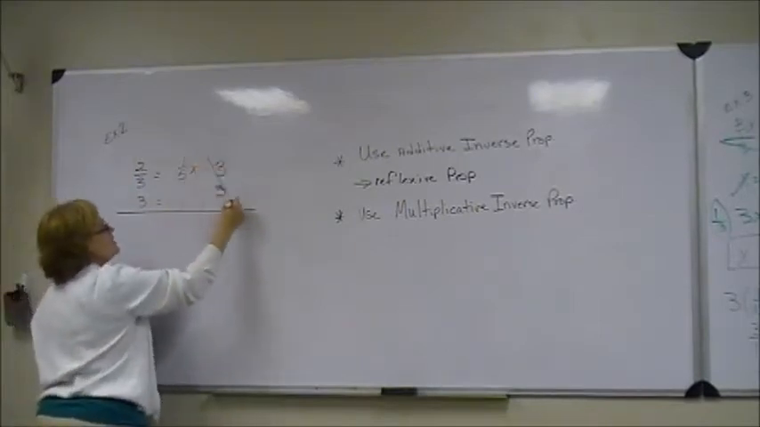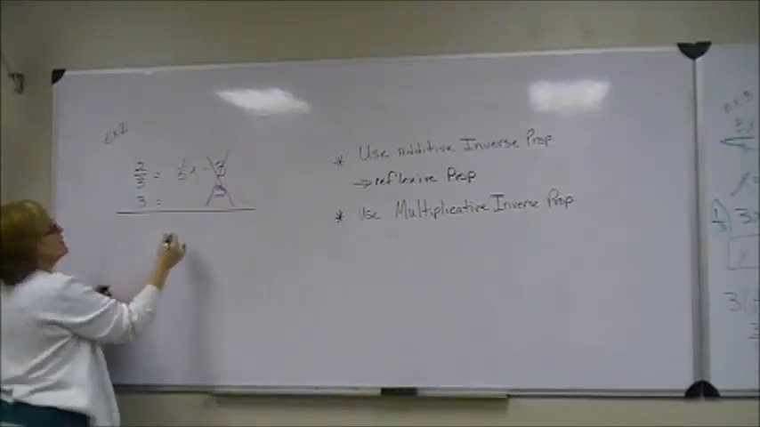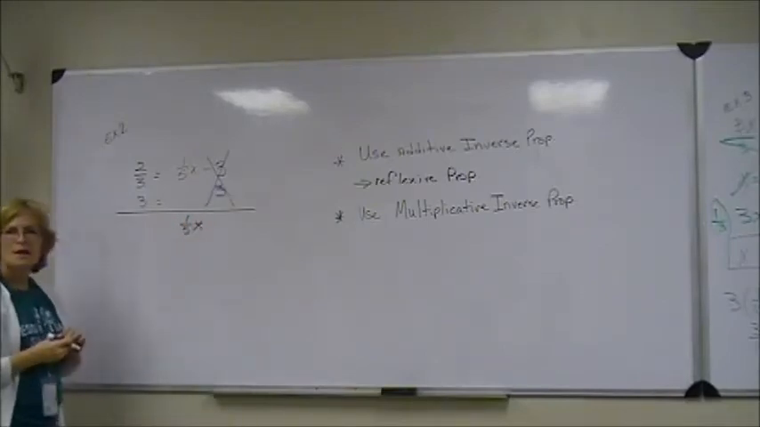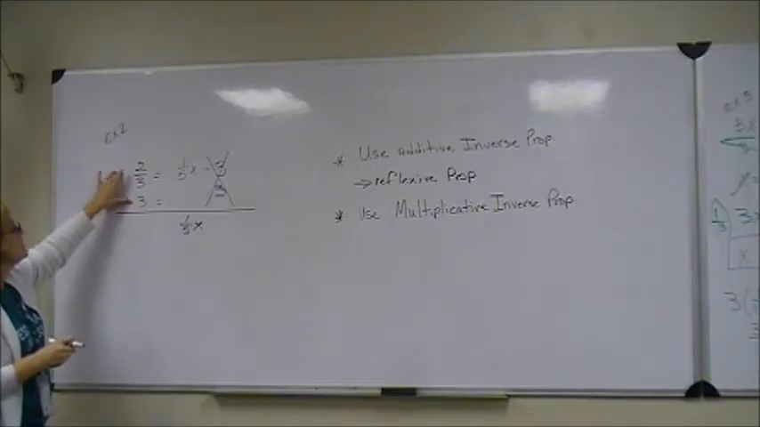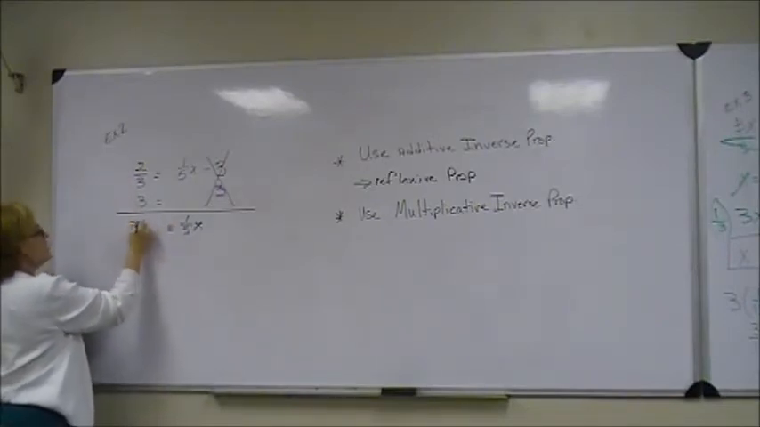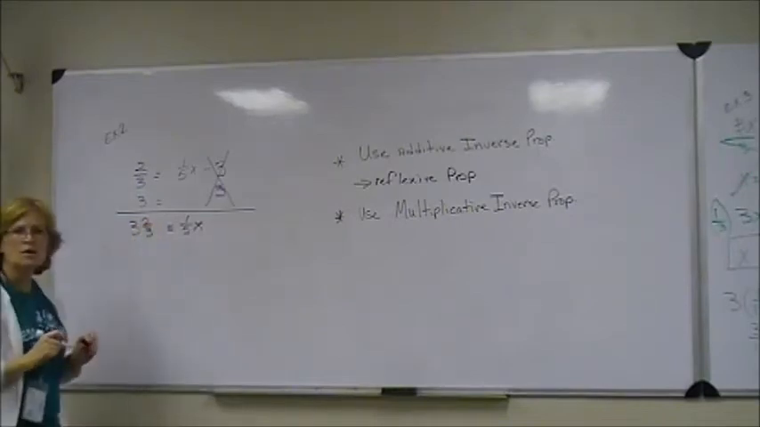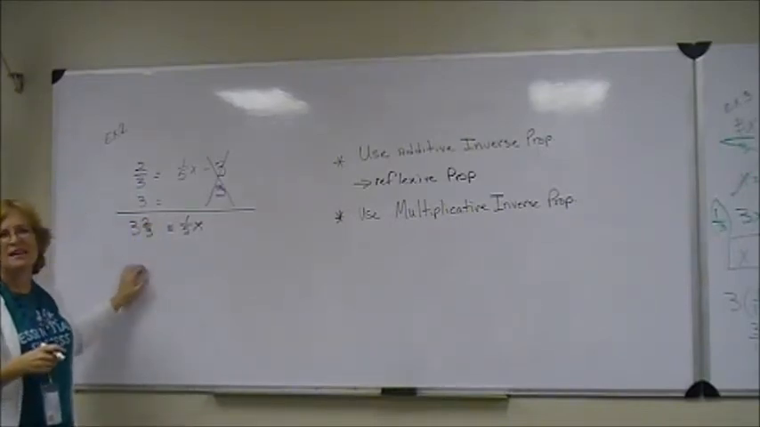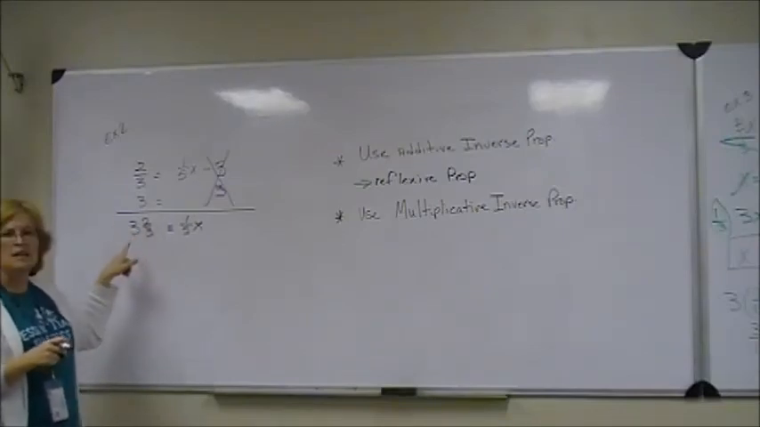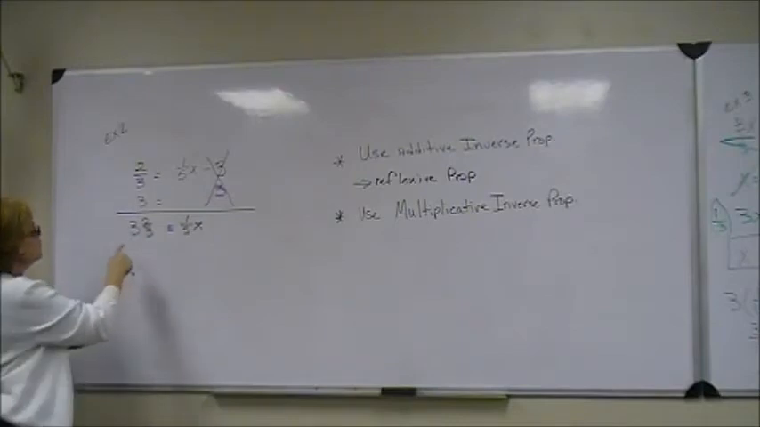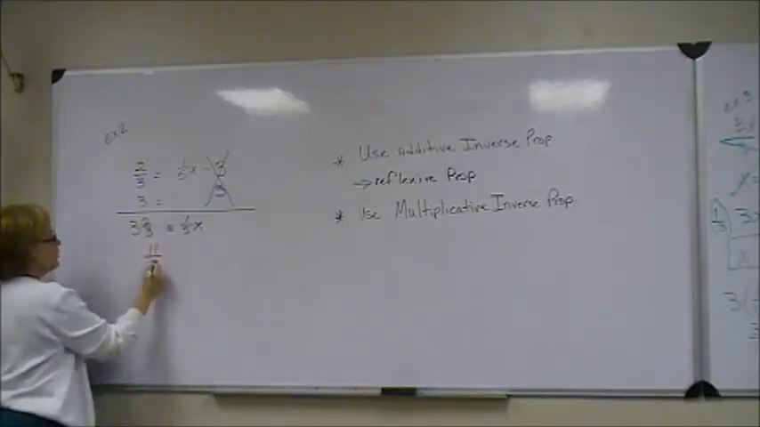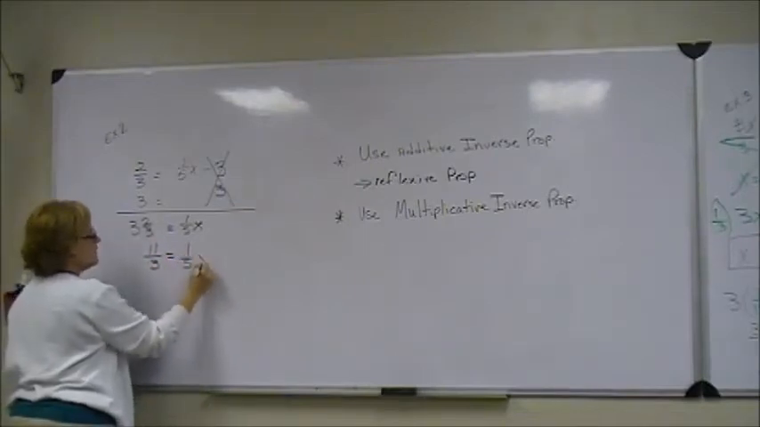Now when I add 3 to this side, they cancel out because that gives me 0, and I have 1/5 x. Now here's where the fun begins. When I take 2/3 and add it to 3, that gives me 3 2/3. Oh no, oh no. But we can't leave it that way. What do we have to do? We have to write that as an improper fraction. So 3 times 3 is 9, 9 plus 2 is 11, over 3 is equal to 1/5 x.